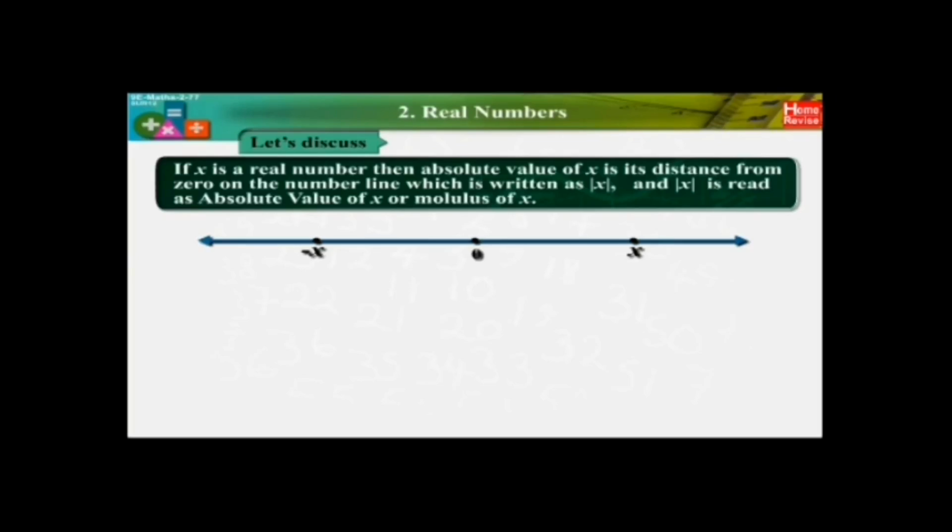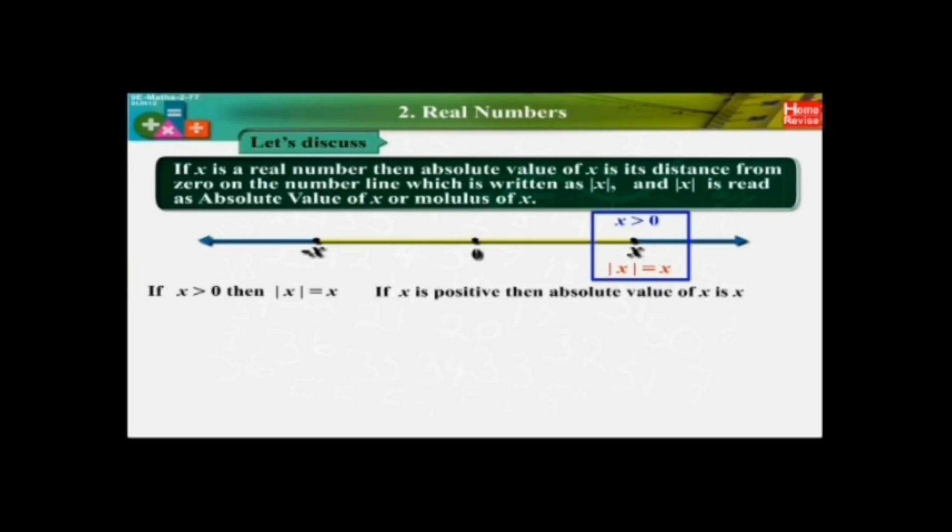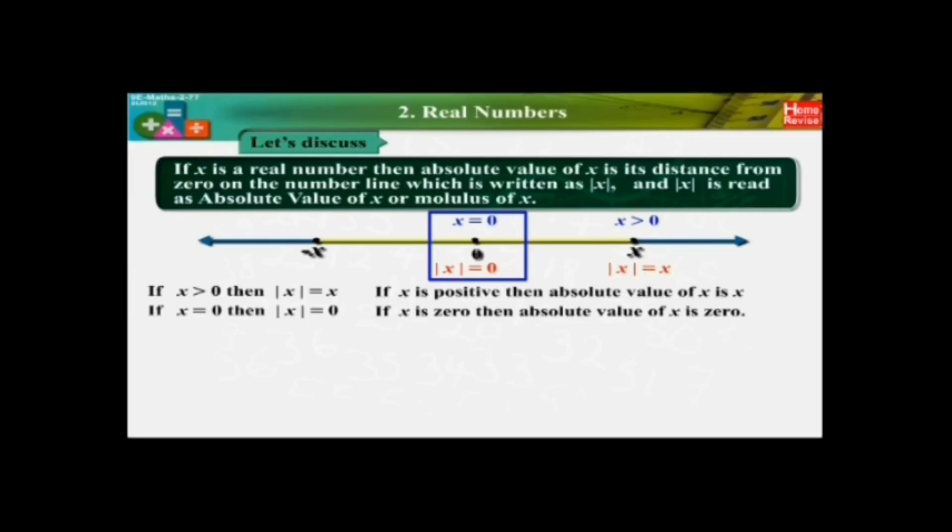Absolute value. If x is a real number, then the absolute value of x is its distance from 0 on the number line, which is written as modulus x, and is read as absolute value of x or modulus of x. If x is greater than 0, then the absolute value of x is equal to x. If x is positive, then the absolute value of x is x. If x is equal to 0, then the absolute value of x is equal to 0. If x is less than 0, then the absolute value of x is equal to minus x.